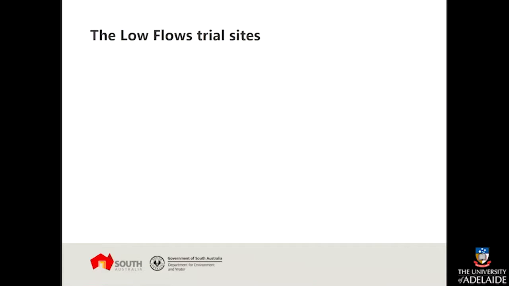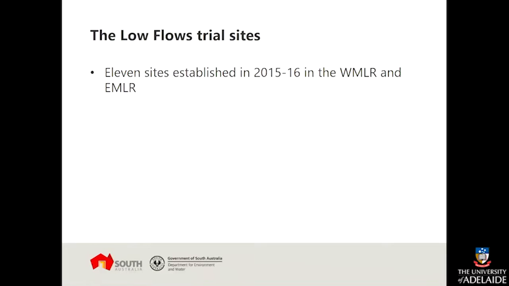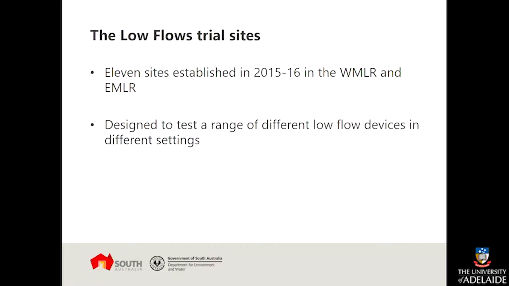So what we did, recognising the policy need, was we thought, well, let's set up a series of low flow trial sites to help demonstrate how we could practically pass low flows. So back in 2015, we began the process of establishing 11 sites, and these were selected using a range of criteria to work with the variability that we see in catchments across the Mount Lofty Ranges.